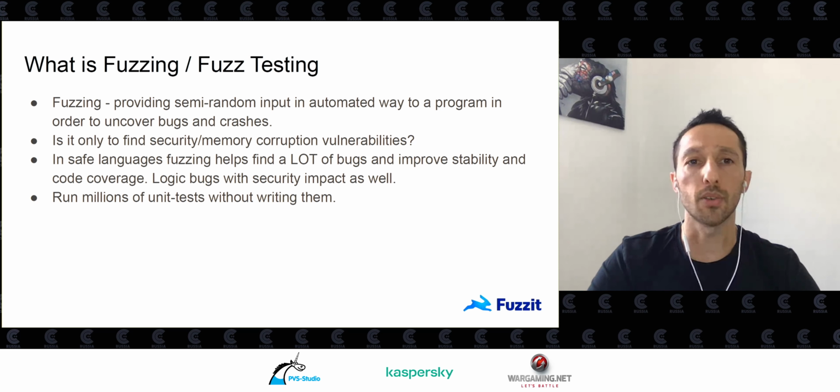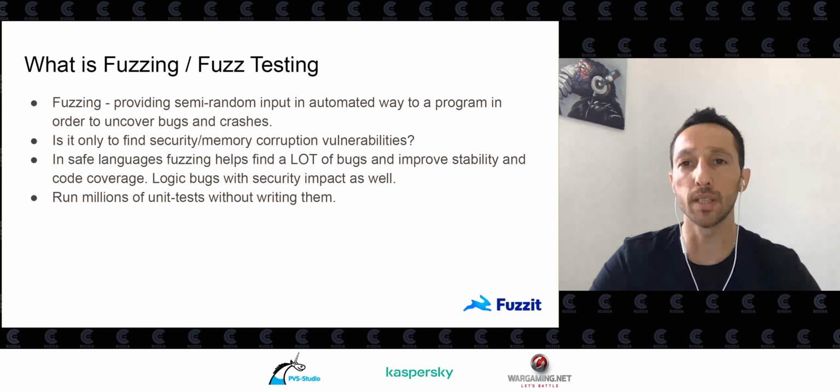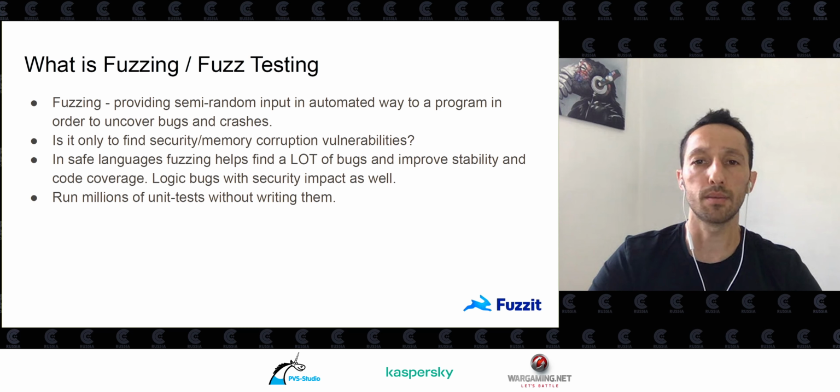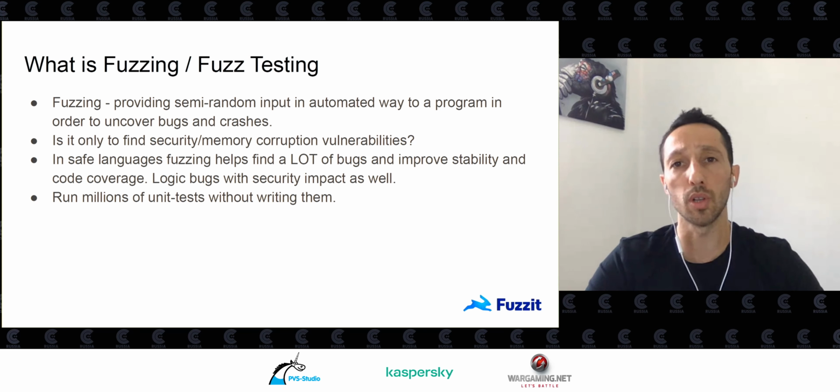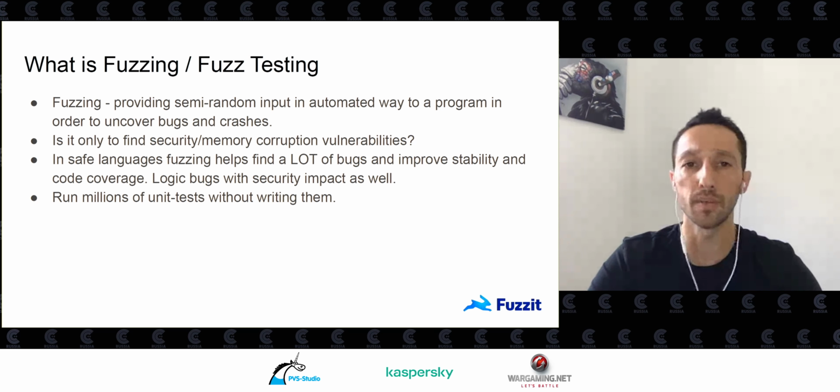So what is fuzzing? Fuzzing is providing semi-random input in an automated way to a program in order to uncover bugs and crashes. The next question that people usually ask is whether it's only to find security and memory corruption vulnerabilities. The answer is, in C++, usually yes. The main concern is memory corruption, which leads to a lot of the serious vulnerabilities that we read about, especially in unsafe languages like C++.